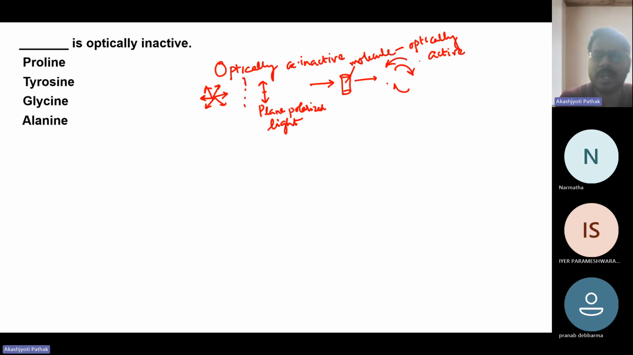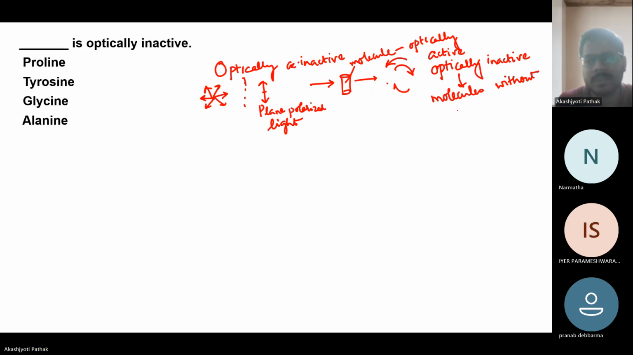While if my molecule does not have any chiral center, then we say that the molecule is optically inactive. So optically inactive means molecules without a chiral center. Out of the 20 amino acids, there is only one amino acid which does not have a chiral center. Can you name that amino acid?